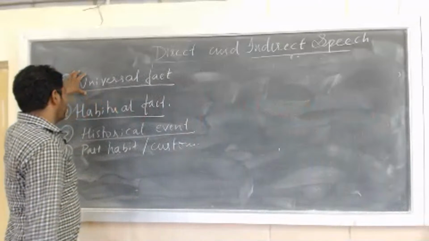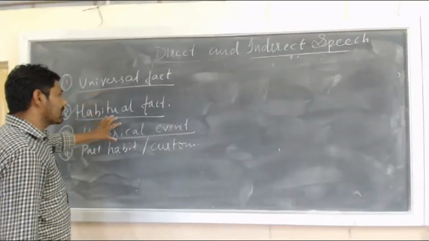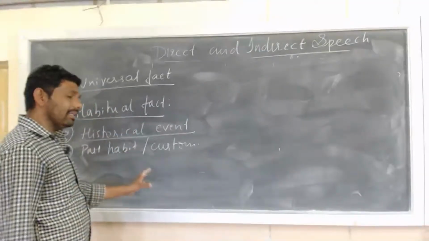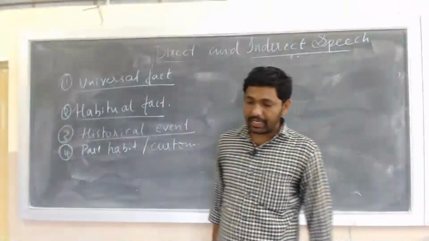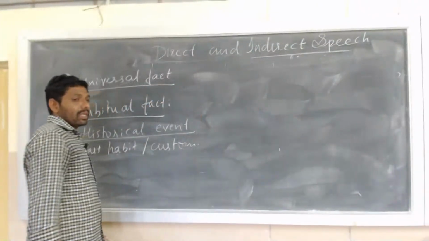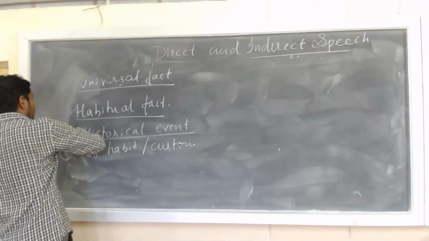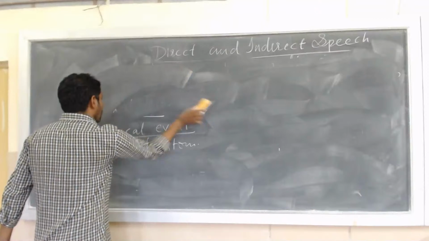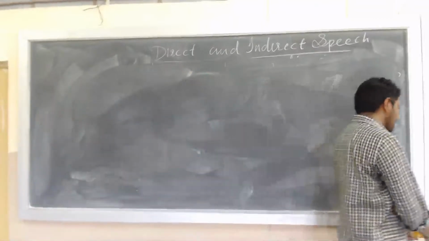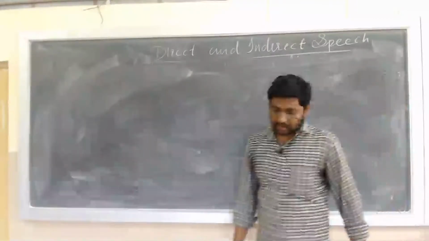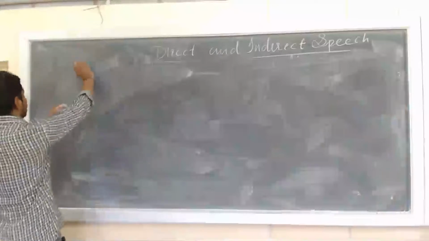One is the universal fact, second is a habitual fact, and next is a historical event or past habit or custom. If these are there, then we will not change the tense of the reporting verb in indirect speech. Now let us see the examples one by one. As I said, simple present changes to simple past.